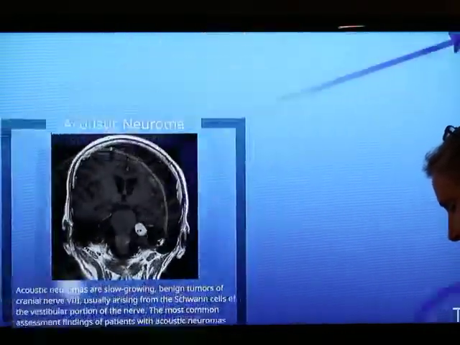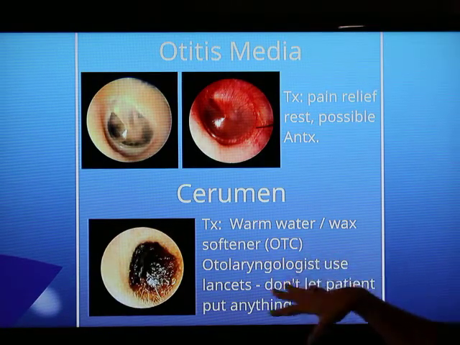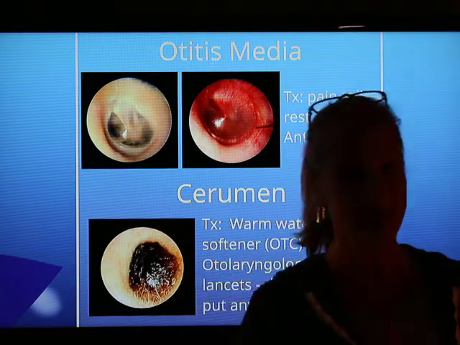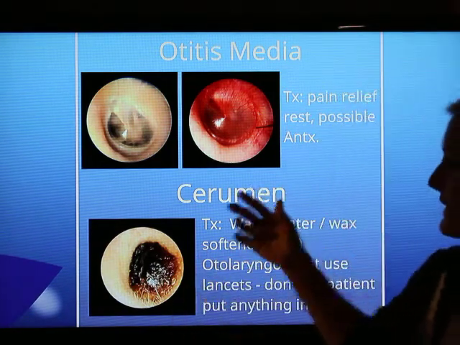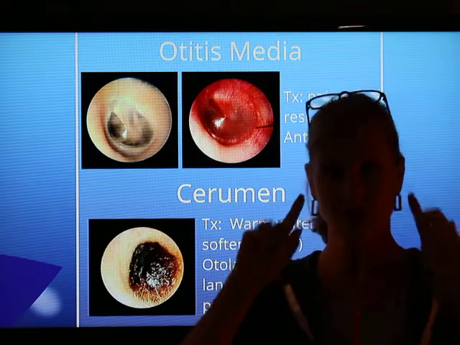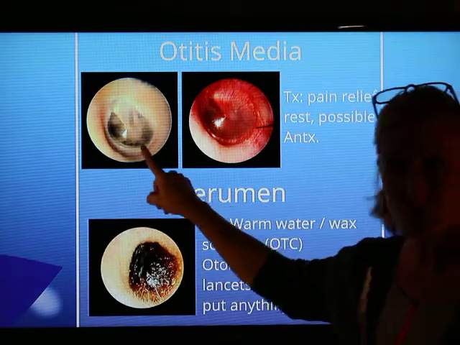That's acoustic neuroma. The other things that I wanted to tell you about with the ear that are pretty common is otitis media. If you work in pediatrics, you will absolutely be dealing with otitis media. When you look in somebody's ear with an otoscope, and I want you guys to do this if you haven't already, this is what the eardrum looks like.